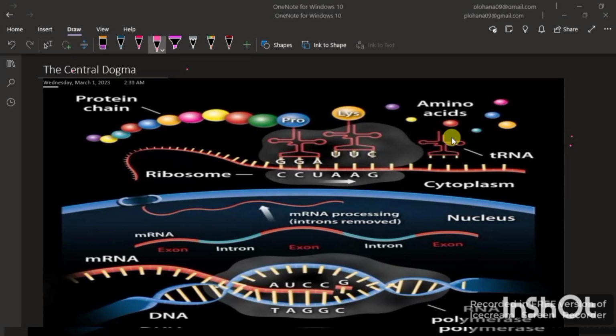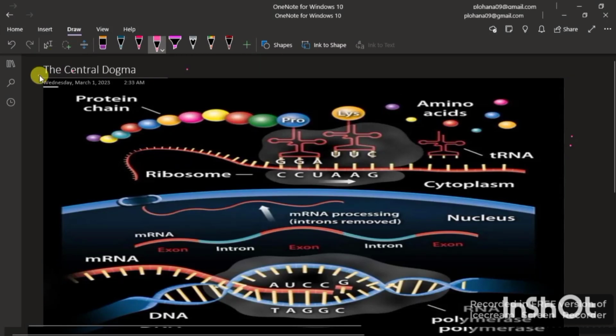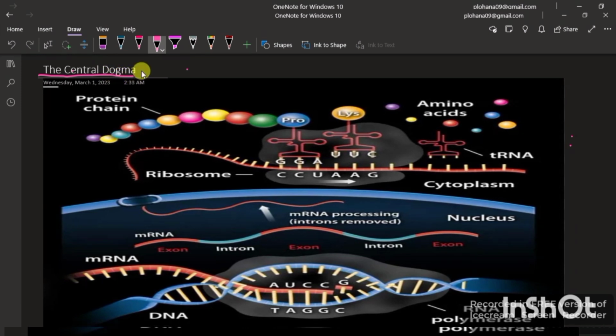Okay, so today we are going with a topic which is the central dogma. So basically, what is the central dogma? Central dogma is basically the flow of information. As we know, the information is flowing from the DNA to the RNA, and that same information is flowing from the RNA to the proteins. That flow of information is what we call the central dogma.